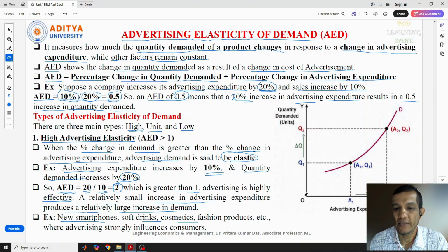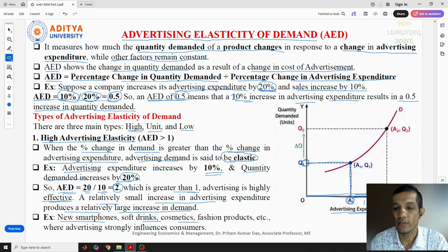The same thing is given in the plot. Here the x-axis is advertising expenditure, and initially the expenditure was A1. At that time the quantity demanded was Q1, suppose. So initially your point was here in this graph. Now when the company invested a little bit more, there is an increment of 10% here. They have invested on the advertising here.